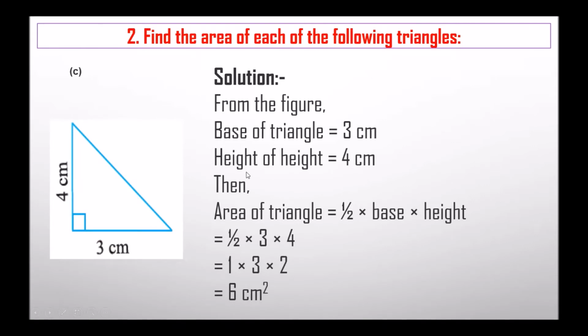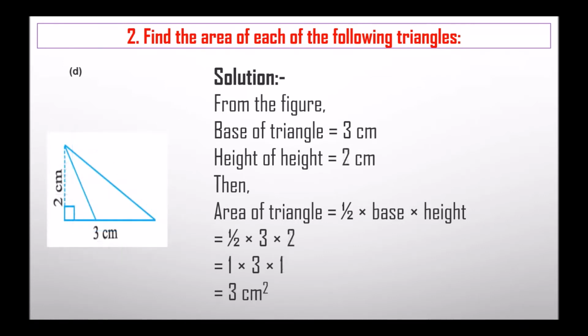Base is given 3 centimeter, height is given 4 centimeter. Area of triangle equals half into base into height, that is half into 3 into 4. We can cut 2 and 4, so 1 into 3 into 2, that is 6 centimeter square. Base is given 3 centimeter, height is given 2 centimeter. Area is half into base into height, so half into 3 into 2, that is 1 into 3 into 1, that is 3 centimeter square. Here 2 and 2 can cut.